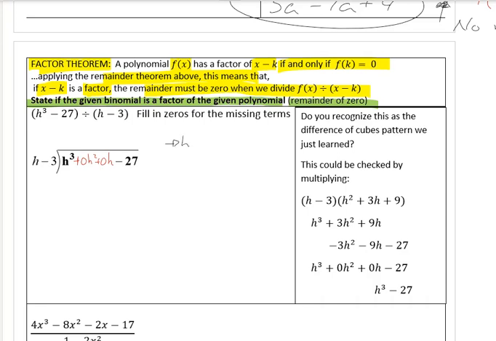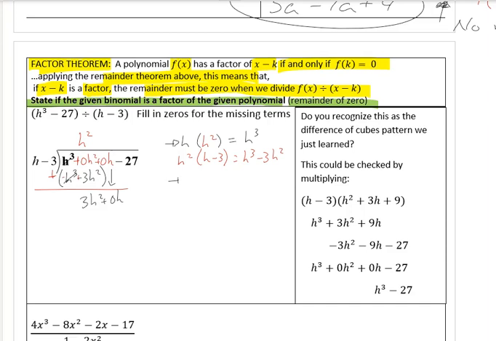First one, h times what equals h cubed. My answer is h squared. That goes here. H squared times h minus 3 equals h cubed minus 3h squared. Change signs. Add down. These cancel. You get 0 plus 3 is 3h squared. Bring down the 0h.